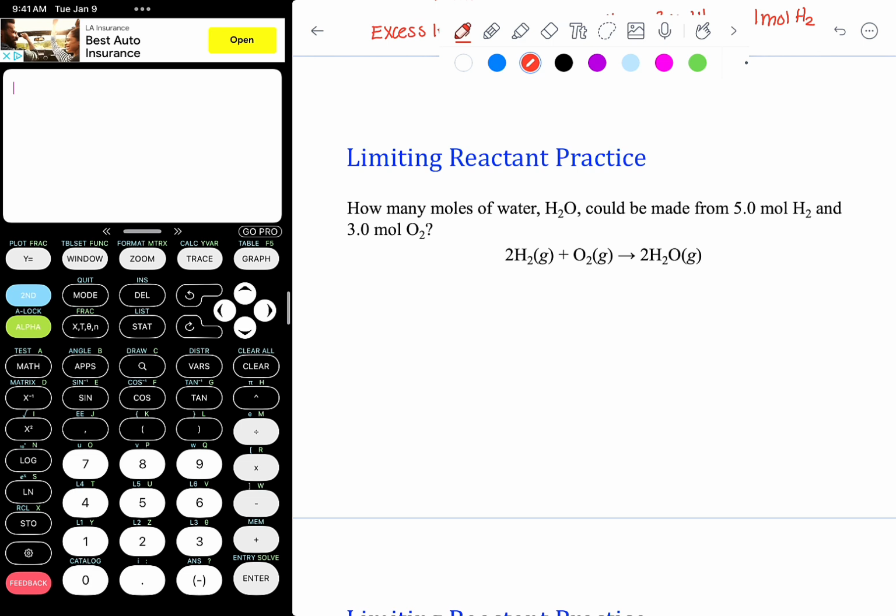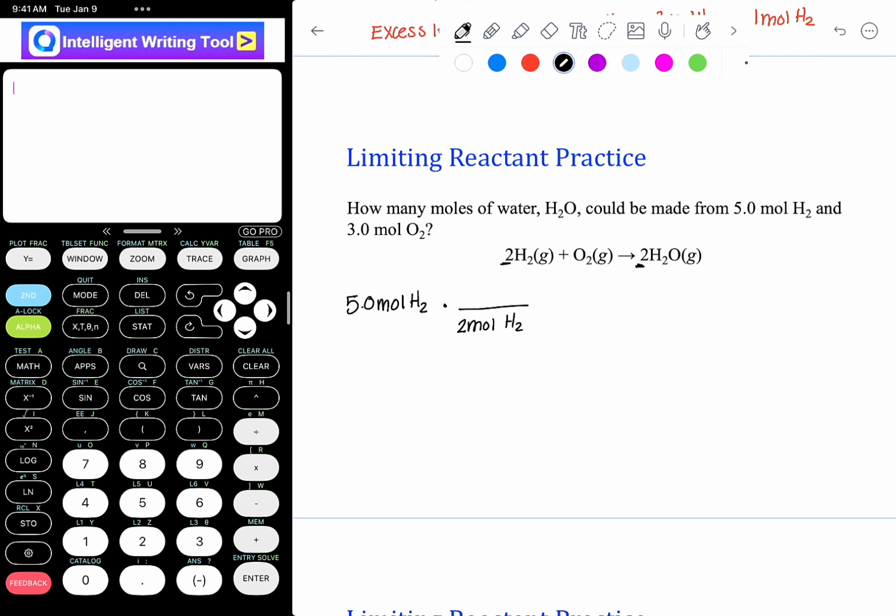So what we want to do is start off with our molar values of each reactant. So we're going to start first with 5 moles of H2, and we're going to convert that to our product, our water. So our mole to mole ratio for H2 and water is 2 to 2. So I put 2 moles of H2 on the bottom and 2 moles of H2O on the top. That'll cancel out our H2s, and we'll be left with 5 moles of water.